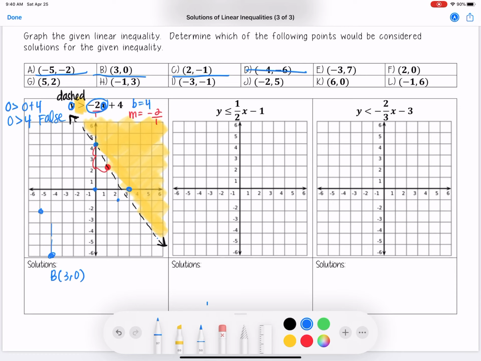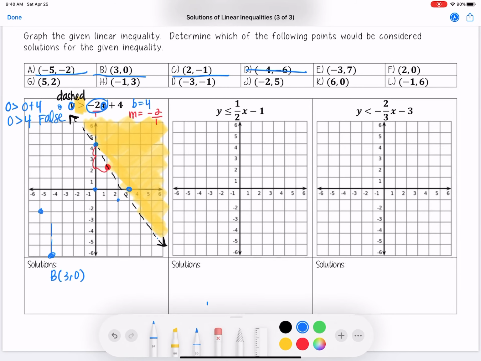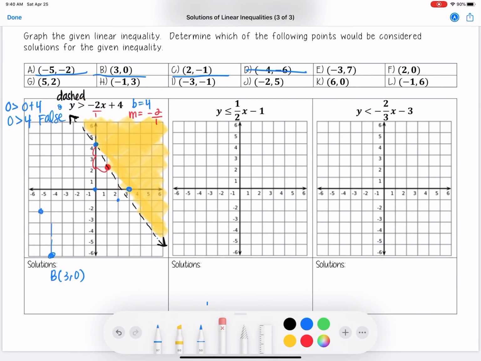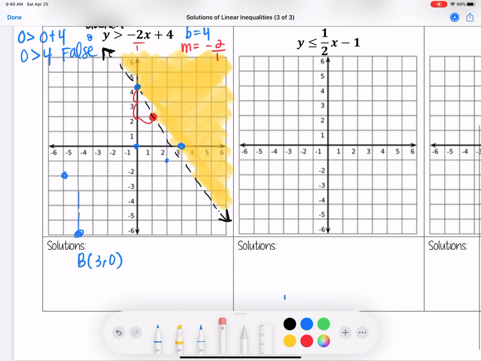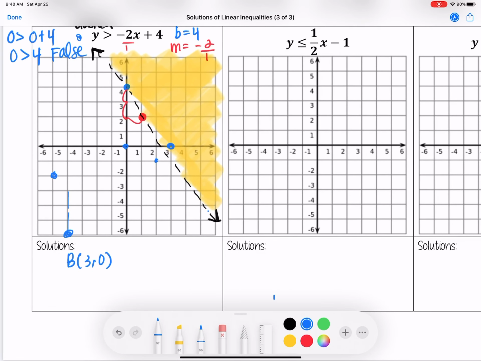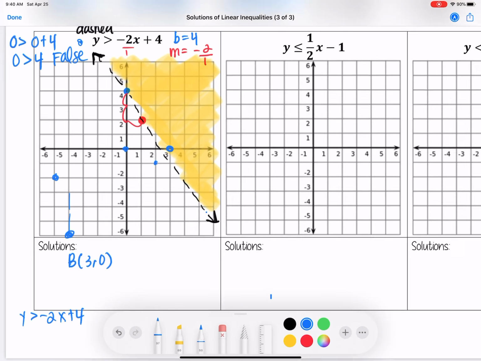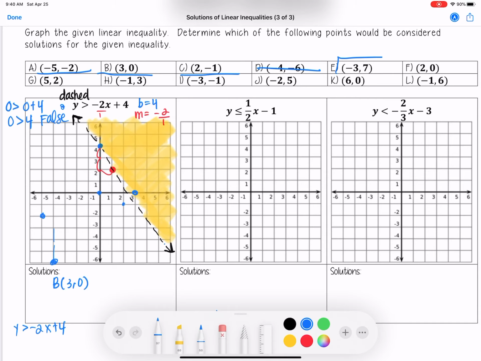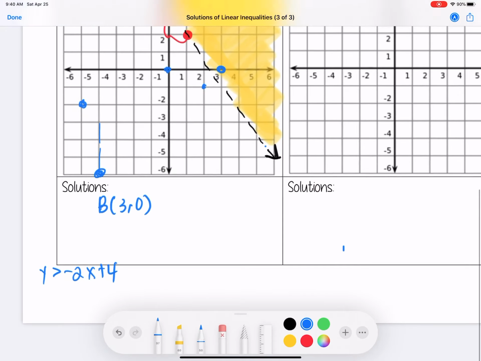-3, 7 is going to be up here. And honestly, I can't really tell. So one thing you can also do is, I'm going to erase this. You can substitute into your inequality. Okay, I'm going to do that on the space that I have down at the bottom. So I'm going to write it down. Y is greater than -2x plus 4. Okay, and the coordinate I want to see is -3, 7.